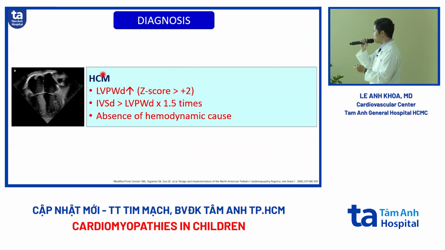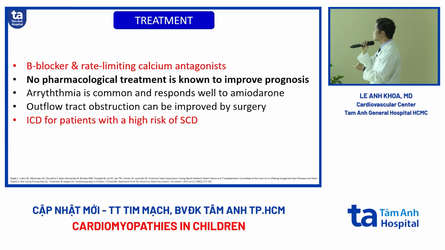This table summarizes the diagnosis of HCM. The treatment is maybe use beta blocker or rate-limiting calcium antagonist. No pharmacological treatment is known to improve the prognosis in HCM, and the ICD is for patients with a high risk of SCD.